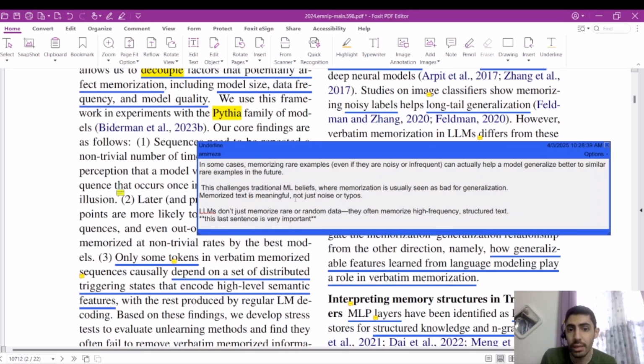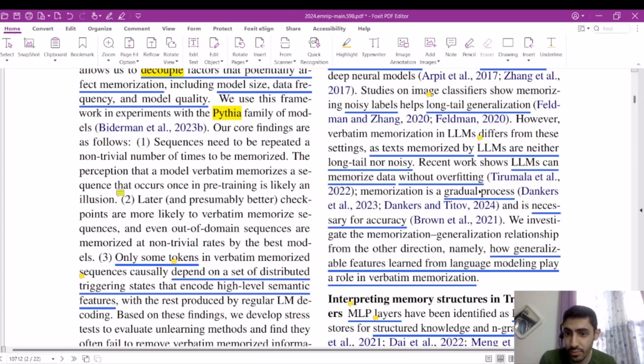Memorized text is meaningful, not just noisy or typos. An LLM does not just memorize rare or random data. This is the reason I provided the caution that it is a very important sentence. The LLMs would not memorize rare or random data as we have in the image context. They memorize data that is highly frequent, repeated multiple times in a database.